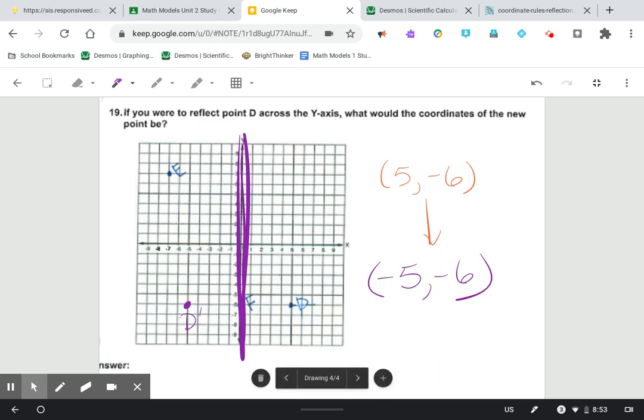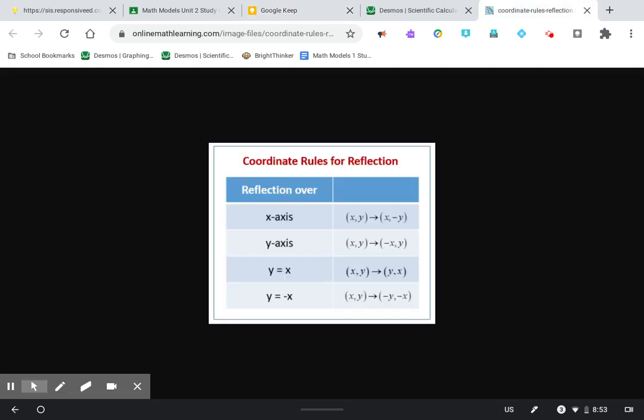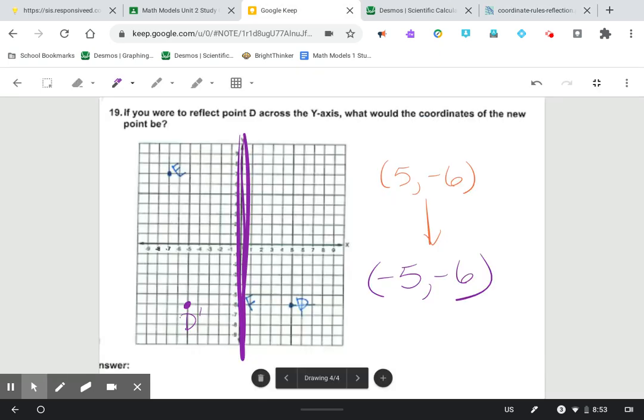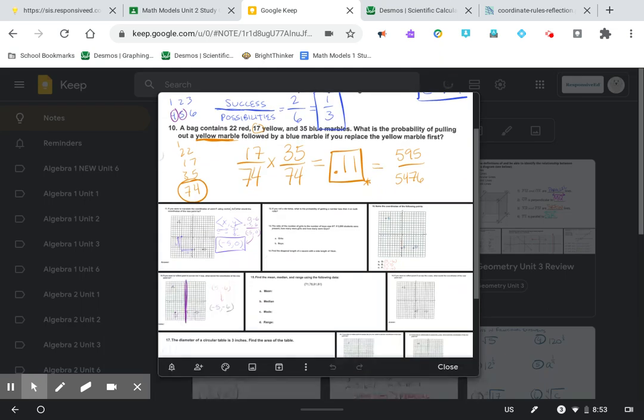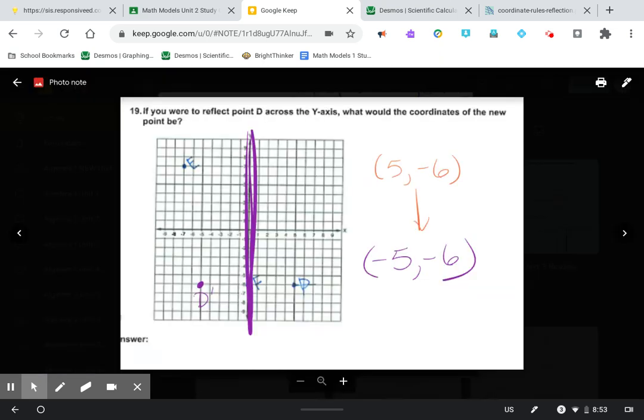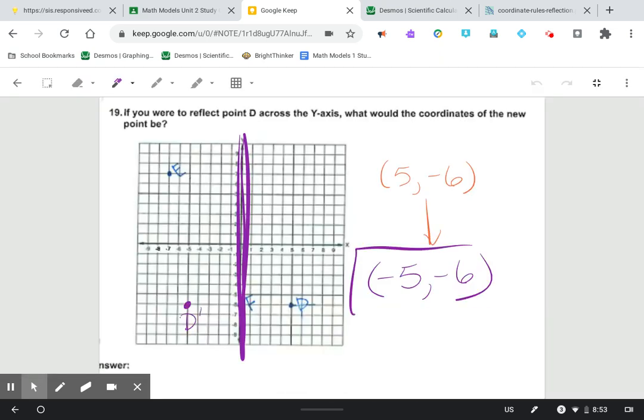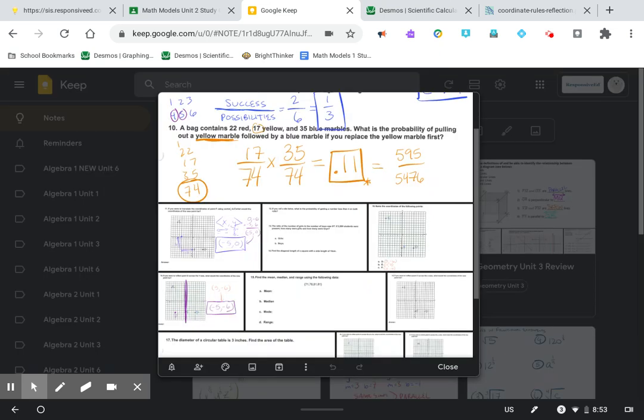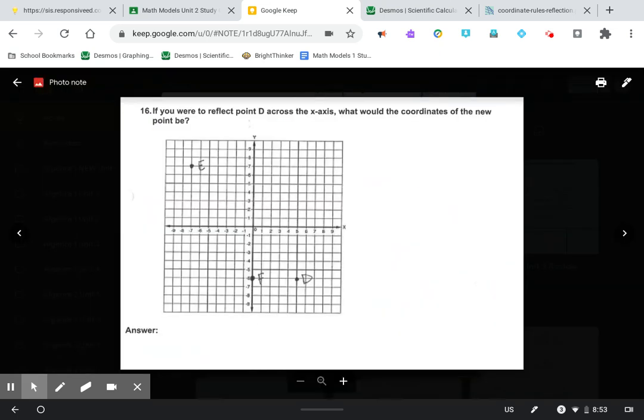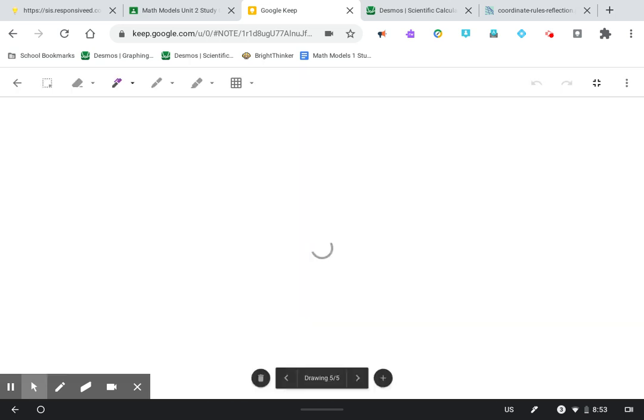That's pretty much it. So you need to use those rules. I would definitely have that or some version for reflection rules in front of you for the test. Let me go and box that so you know that's the answer. Okay. I'm going to keep going with all of the graphing problems. It says here, if you were to reflect point D across the x-axis, what would the coordinates of the new point D be? Okay, now we're reflecting across the x-axis.